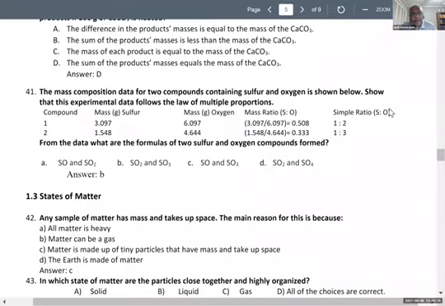Number 41 is about multiple proportions. When 2 elements react to form 2 different compounds, they have a simple whole number ratio. In the column here, 1 to 2, 1 to 3. Sulfur to oxygen. That means sulfur in SO2 and SO3. That's the answer, B.